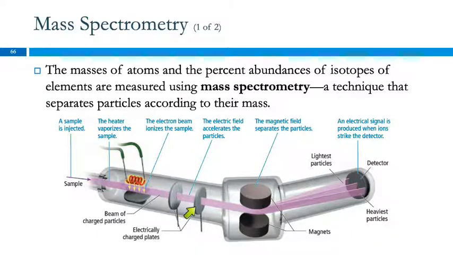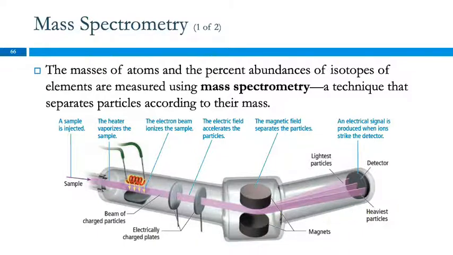And the field here accelerates the particles. We need a charge on the particles because otherwise we can't control them. So we get a charge on them, and then we can use an electrical field to make them go faster. Then we shoot them through a magnetic field. And the magnetic field is going to bend this beam of ions, and the amount of deflection will depend on how heavy the particle is.